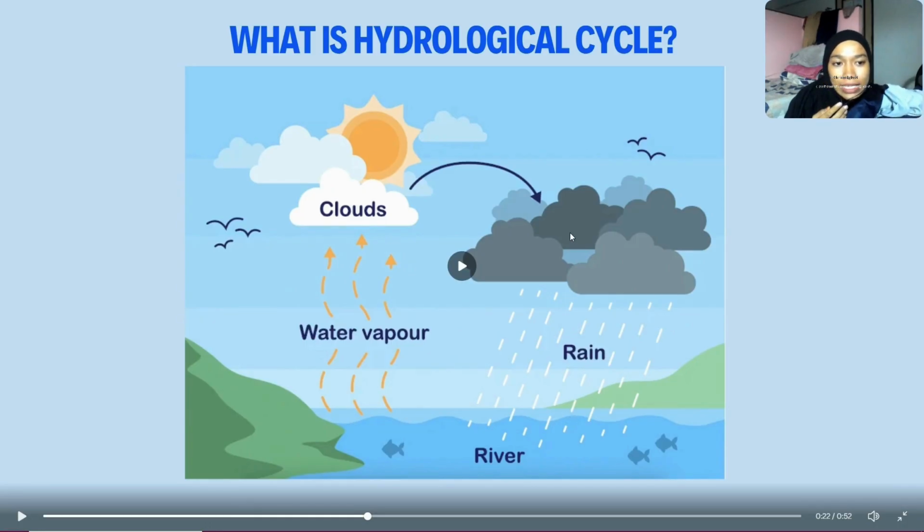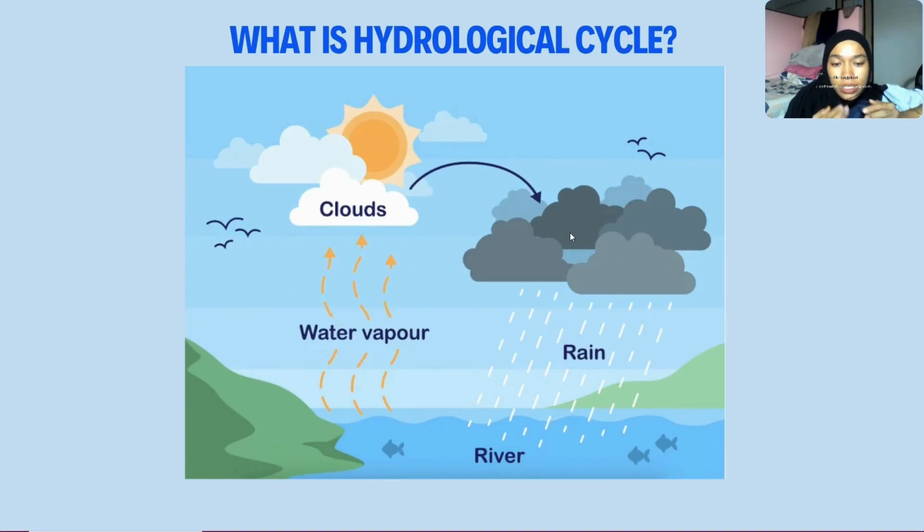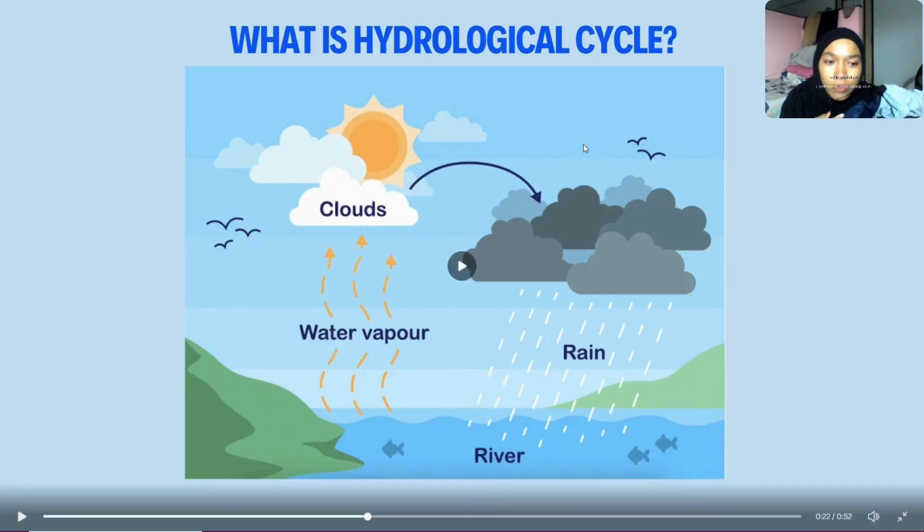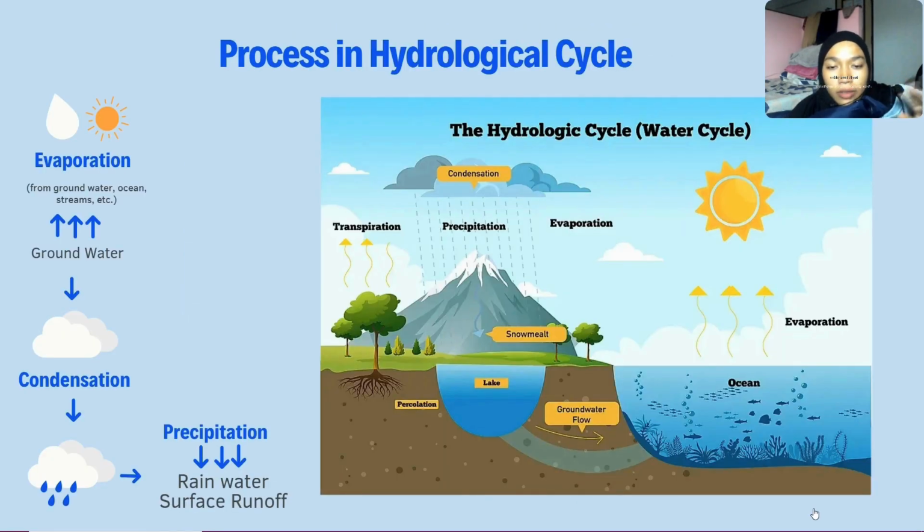So the cycle is very important because it helps to regulate the Earth's climate and ensure the continuous supply of water for living organisms. For this slide, I will briefly explain the main processes in the hydrological cycle.